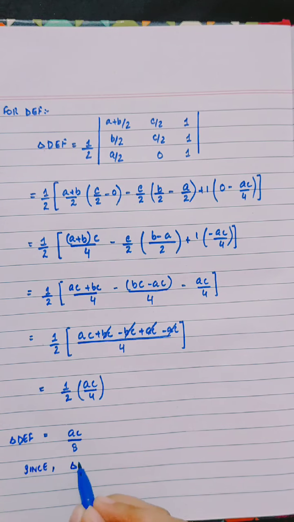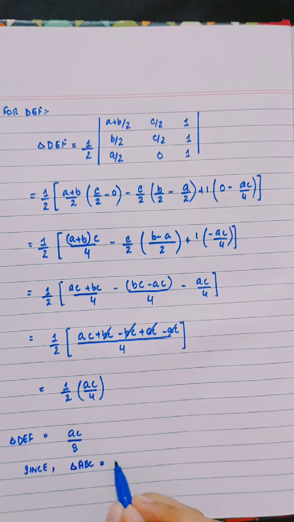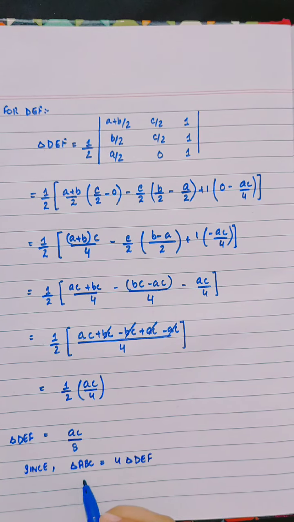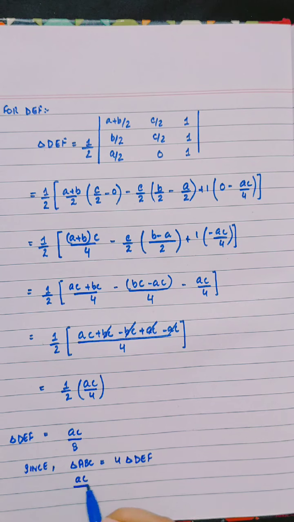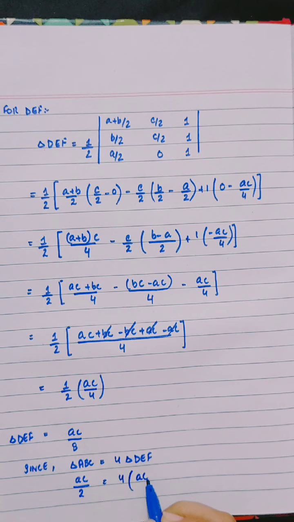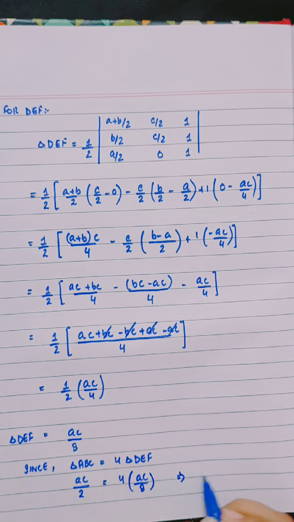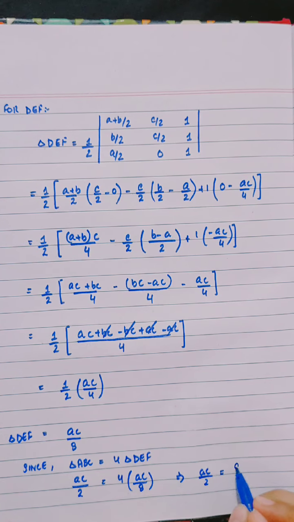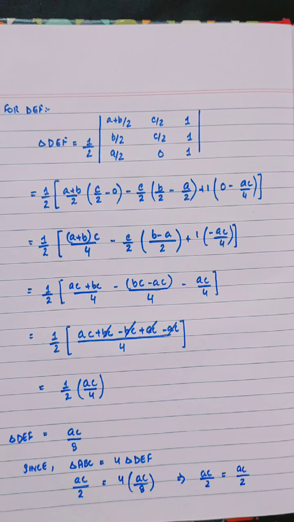Since the area of triangle ABC is equal to 4 times the area of triangle DEF, from here we have the values: ac over 2 is equal to 4 into ac over 8, and so ac divided by 2 is equal to ac divided by 2.